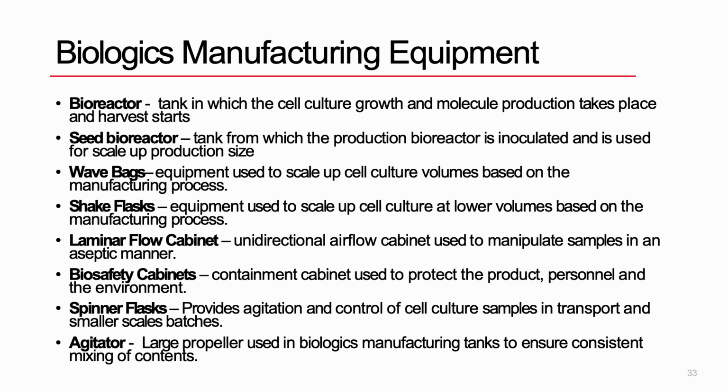These are equipment used to scale up cell culture volume based on the manufacturing process. We can also have shake flasks, equipment used to scale up cell culture at lower volumes based on the manufacturing process. We can use laminar flow cabinets. These are unidirectional laminar flow cabinets used to manipulate samples in an aseptic manner. We have biosafety cabinets. These are containment cabinets used to protect the product, personnel, and the environment.